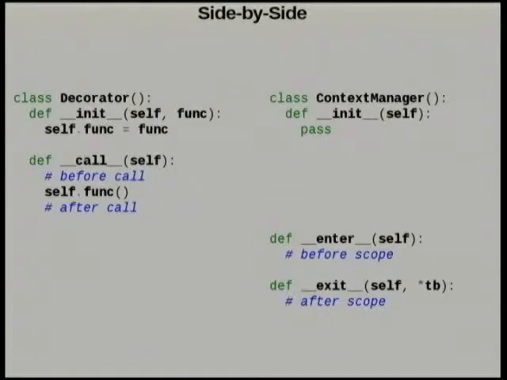So here's our slightly strange decorator and our very basic context manager side by side. And what you'll notice is that they don't really have any special methods in common. And you'll also notice that enter and exit do the same thing or a similar thing to what just plain call does on the decorator. On the decorator, it's before and after, all in the same method. In the context manager, it's before and after, but each in their own method.